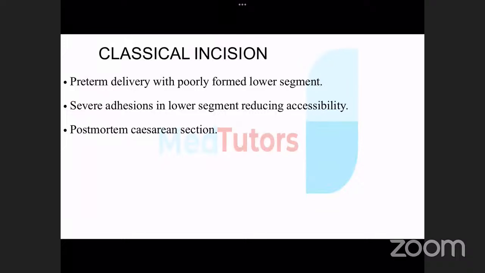Again, you can also do it when you have preterm delivery with a poorly formed uterine segment, when you have severe adhesions to the lower uterine segment reducing accessibility, and postmortem. I mentioned this one, postmortem cesarean section. So there are about 5 indications for classical cesarean section incision on the uterus. Next slide.